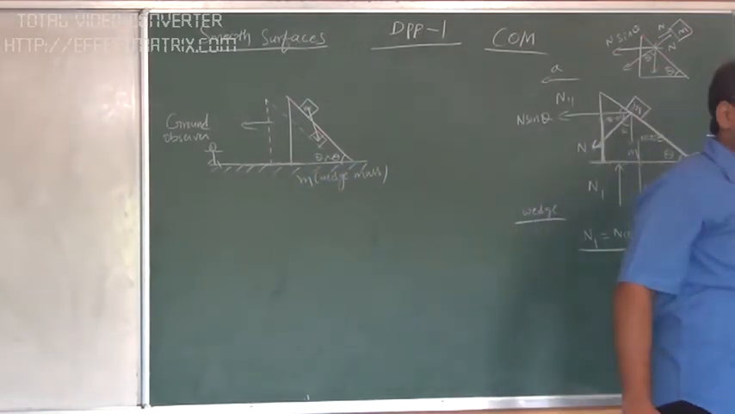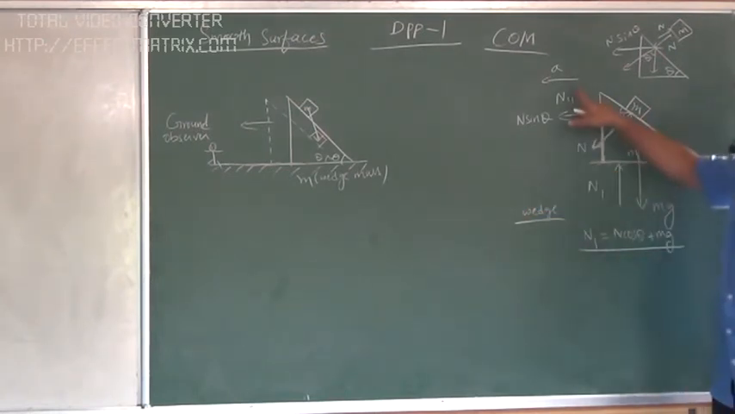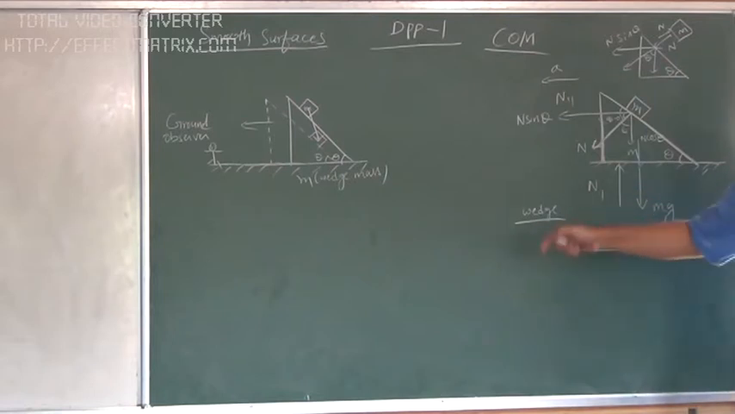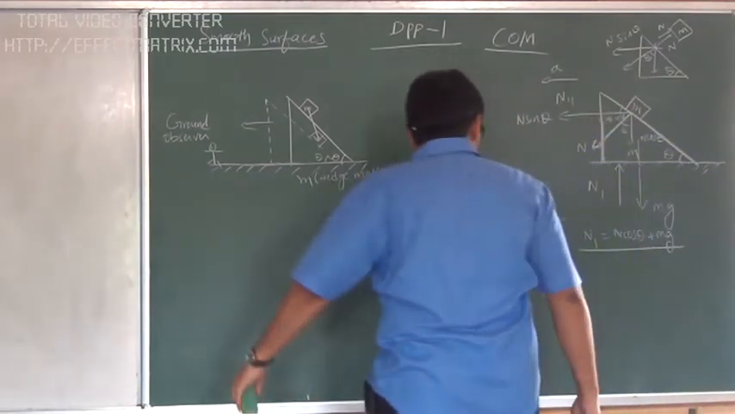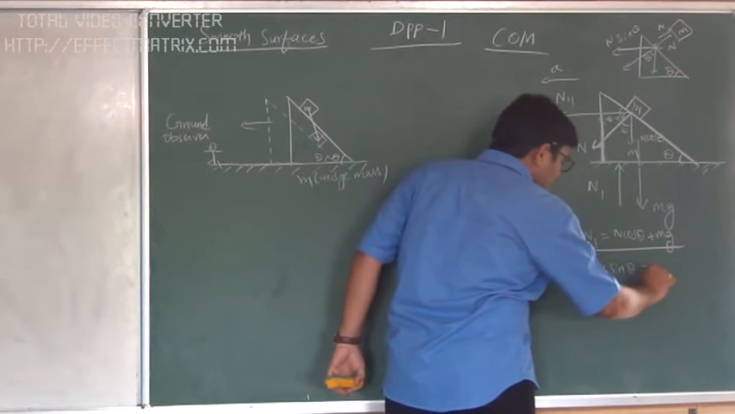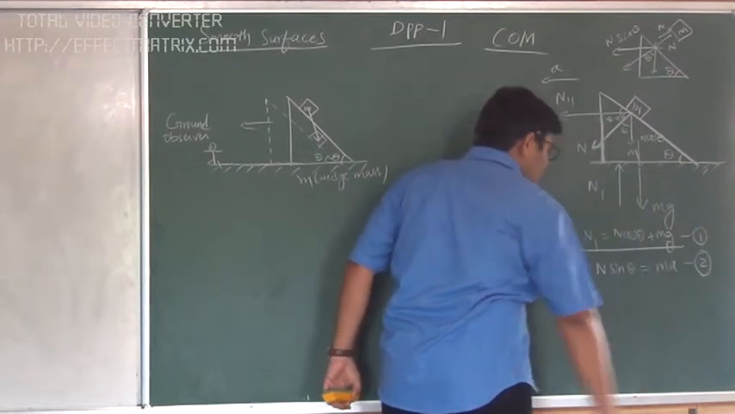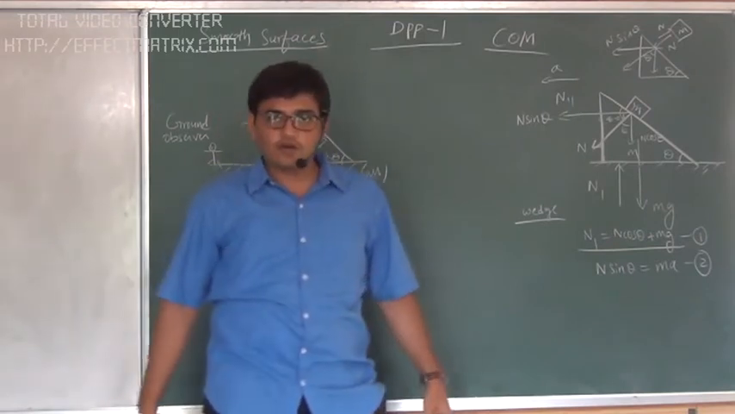Under this unbalanced condition, the wedge starts accelerating towards the left. Let us take this acceleration as A, with respect to the ground observer, our favorite observer. Now how can I write? N sin theta equals M A. This is equation 1, this is equation 2. Is it clear or not?